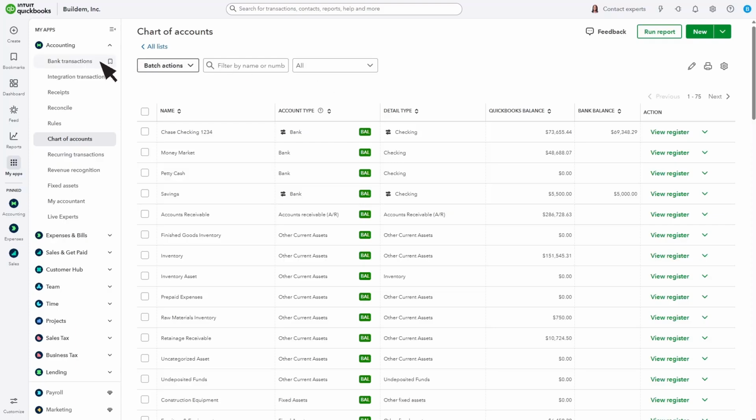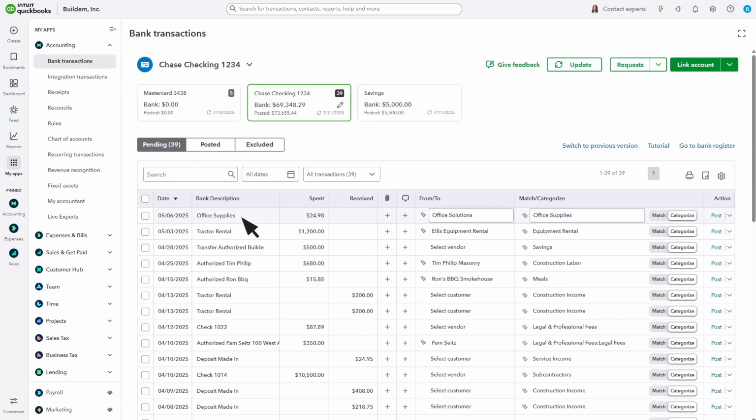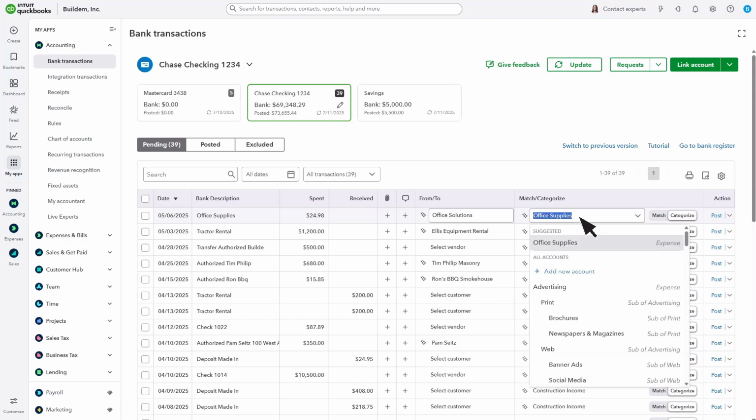Open the bank transaction screen. You see a purchase of some staplers for the office. The transaction is already assigned to the correct bank account, and QuickBooks suggests the most likely category. You just need to enter or confirm the correct category for why you spent the money. Office supplies, which is an expense account.